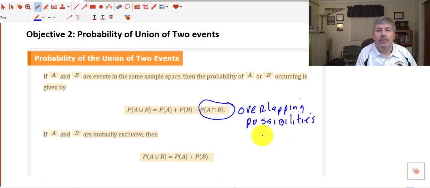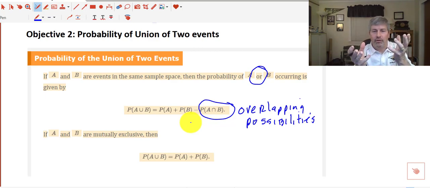Here's the probability of the union of two events. If A and B are events in the same sample space, then the probability of A or B occurring is given by the probability of A plus the probability of B minus the probability of the intersection of A and B. So what we're saying here is if we've got the probability of two things occurring, there could be an intersection or a possibility that both of those do occur. And we have to subtract those out.